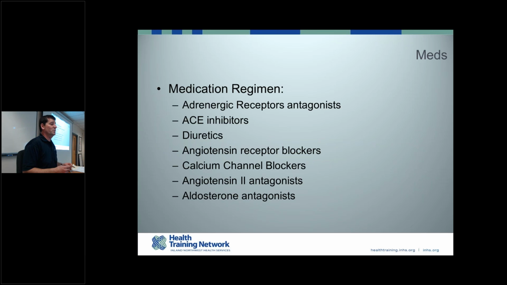So what are the medication regimens that are out there? Adrenergic receptor agonists, ACE inhibitors, diuretics, angiotensin receptor blockers, angiotensin 2 agonists, aldosterone agonists, and calcium channel blockers. These are all the different things we're going to do. So anyone with hypertension could be on a list of these different medications.